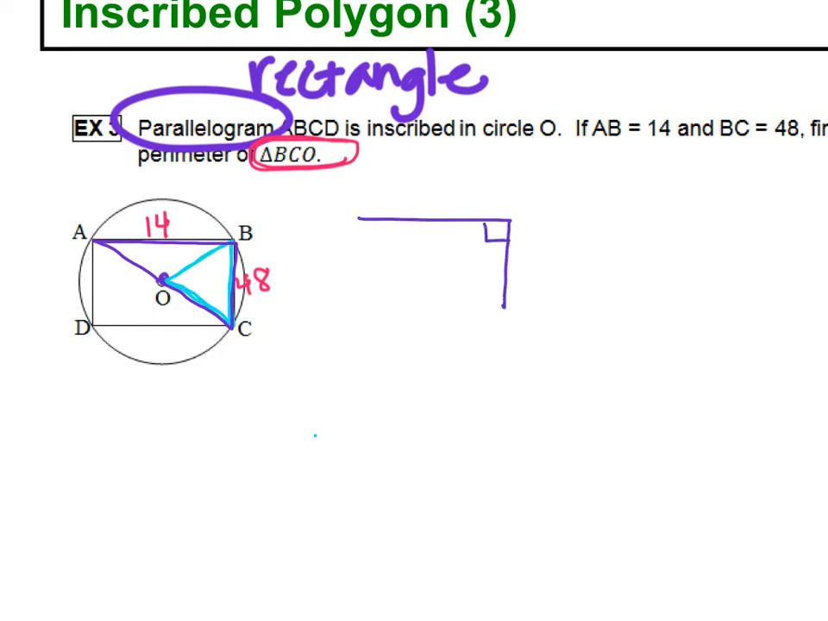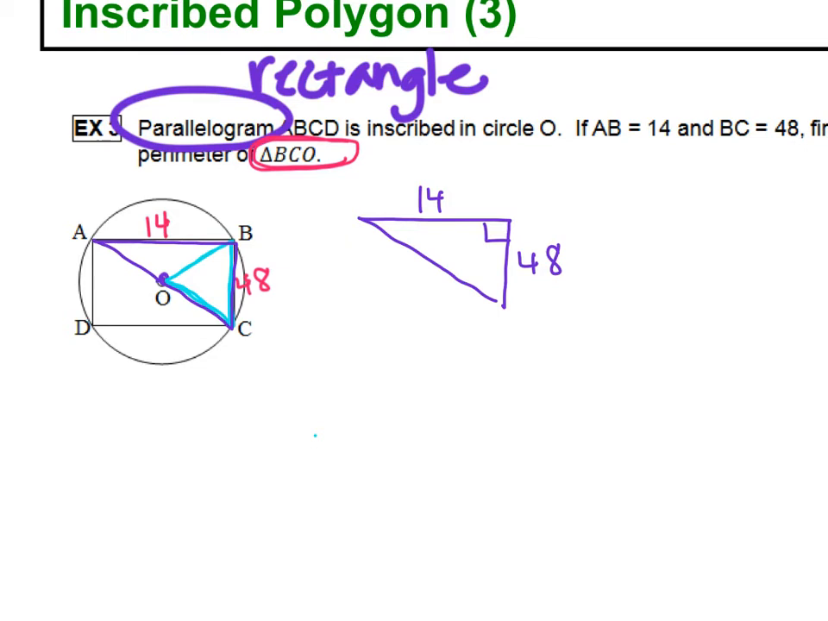It is a right triangle because this is a rectangle. We know that this is 14, this is 48. Can we find our missing side? Well, of course we can. We have a couple ways to do it. You could use Pythagorean theorem. You could try your triples. I'm a fan of the triples because it saves work if you can.